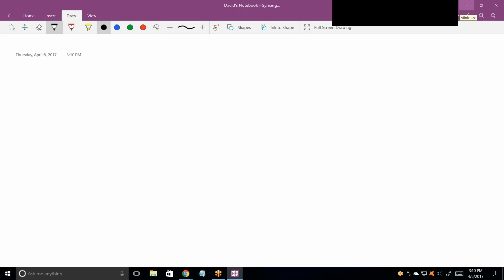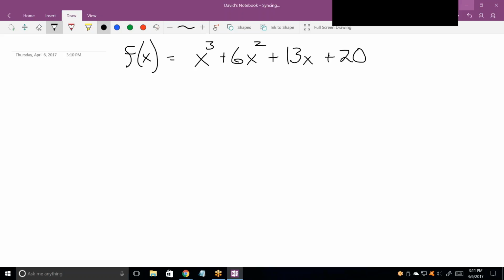What else? What do you got next? Okay, I'm going to try my best to verbalize this. This is a find-all-the-zeros problem, and the polynomial, I think, is x cubed plus 6x squared plus 13x plus 20. And then the given factor that we get is x plus 4. Oh, okay. Well, that's nice.